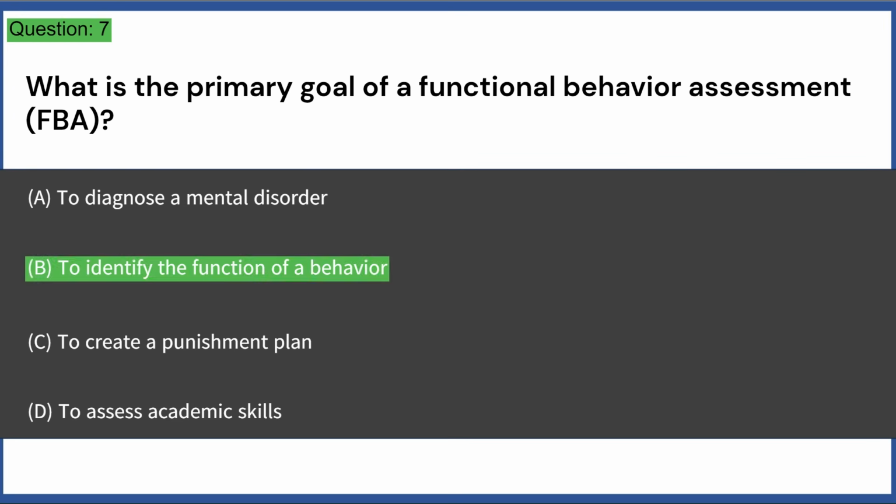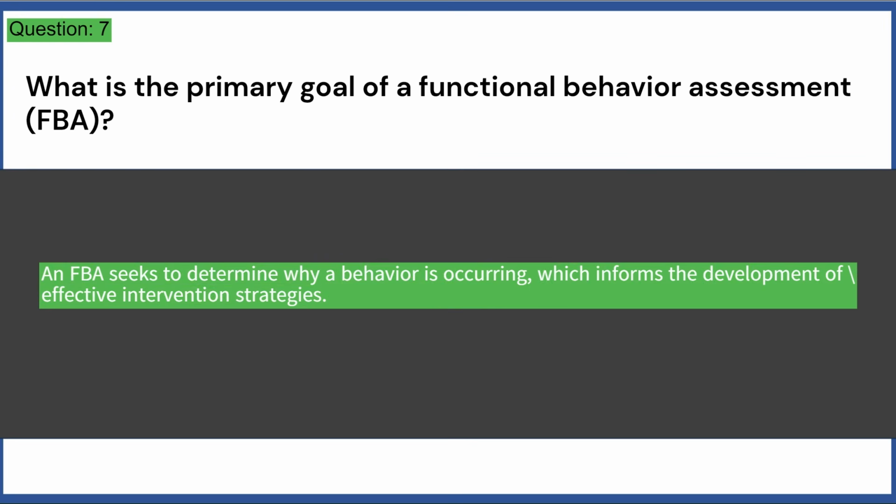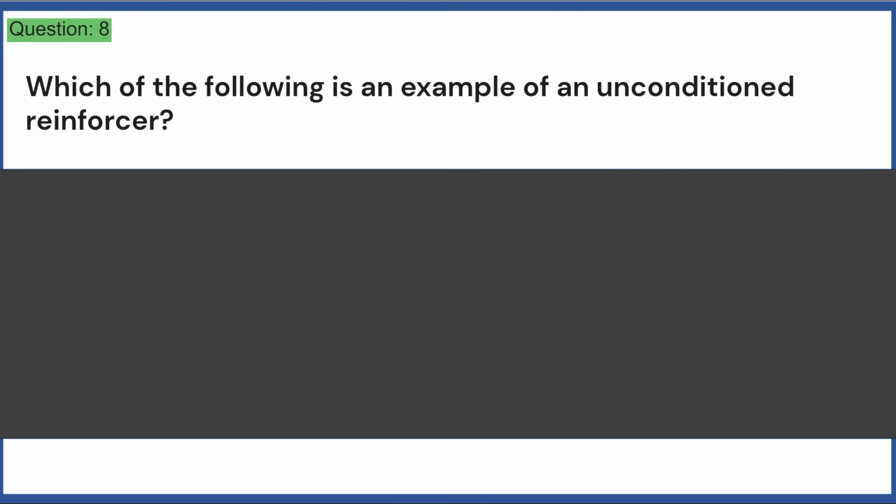Answer: B. An FBA seeks to determine why a behavior is occurring, which informs the development of effective intervention strategies. Which of the following is an example of an unconditioned reinforcer? A. Money. B. Praise. C. Food. D. Tokens.